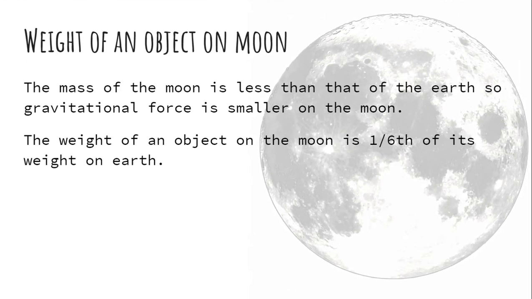So let us begin. The weight of an object on the moon. The mass of the moon is less than that of the Earth, obviously. So the gravitational force also theoretically must be lesser. Therefore, we can say, with all the calculations and strength we have, that the weight of an object on the moon is 1/6 of its weight on Earth.